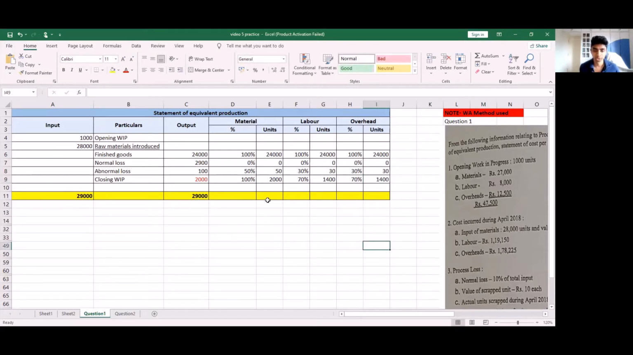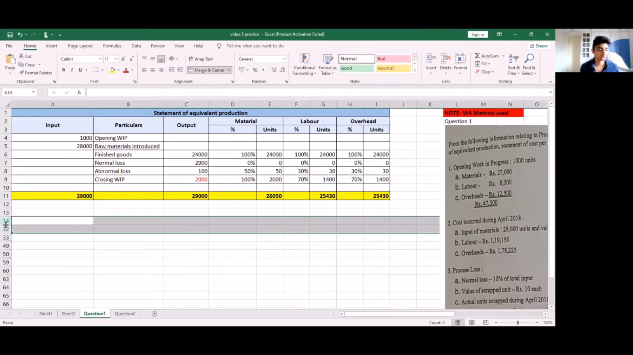Now let's sum the units to find our equivalent units for materials, labor, and overheads. For materials, we get a sum of 26,050. For labor, we get a sum of 25,430. And finally, for overheads, we get a sum of 25,430. Now let's move on to our second account, which is our equivalent cost per unit.